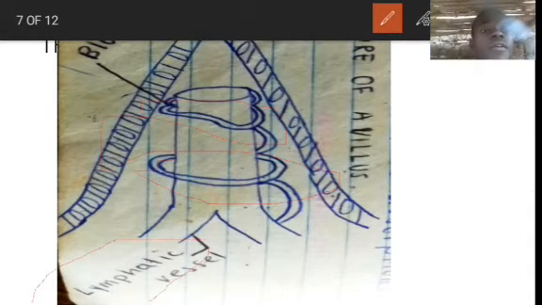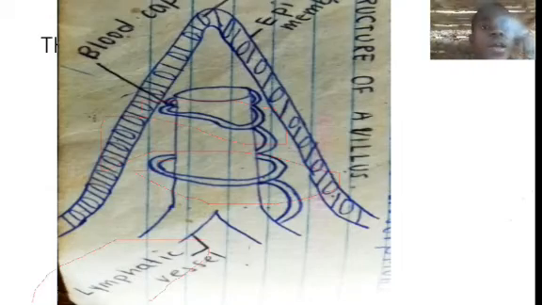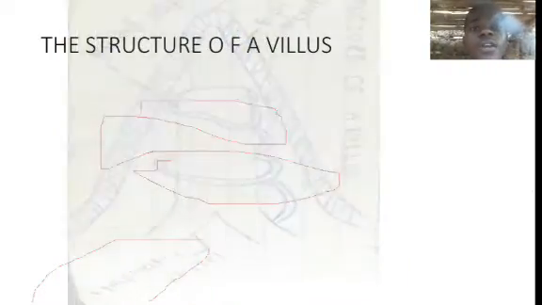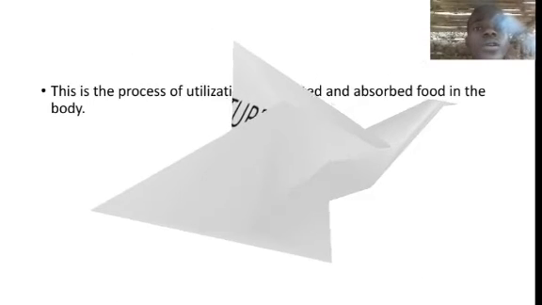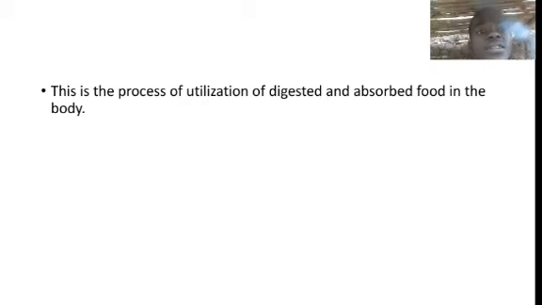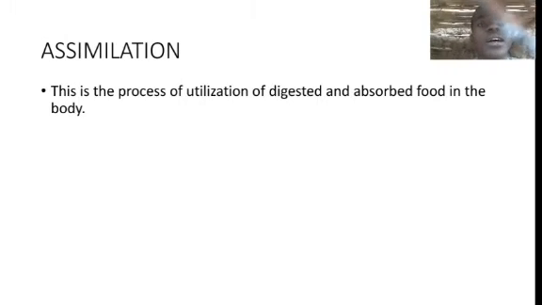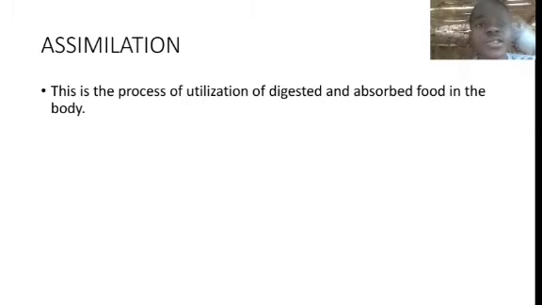So now, having looked at this structure of the villus, we are going to look at a certain process, and this process is called assimilation. Assimilation is the process of utilization of digested food. We have seen how food is absorbed into the bloodstream. We have seen that it is absorbed through the stomach and the ileum, and we have seen the adaptations of the ileum that enable it to carry out that function. So for the case of assimilation, it is the utilization of digested and absorbed food in the body.